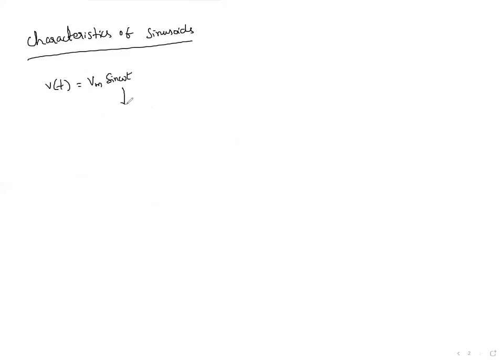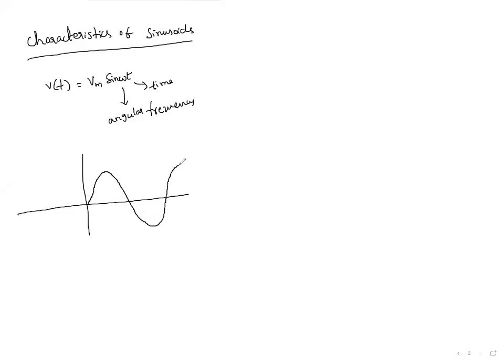Where omega is angular frequency. Omega is called angular frequency, and time t is the time function variable. It is the time variable. So this equation in graphical way we represent like this. Correct?